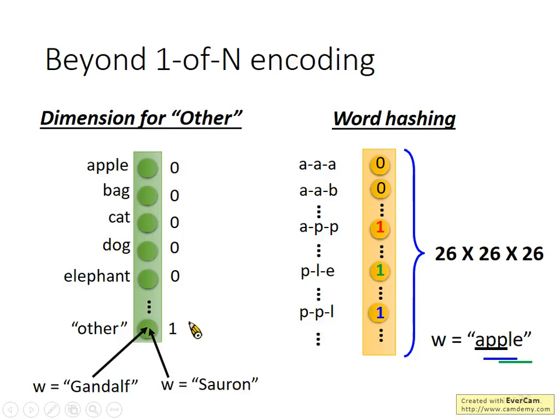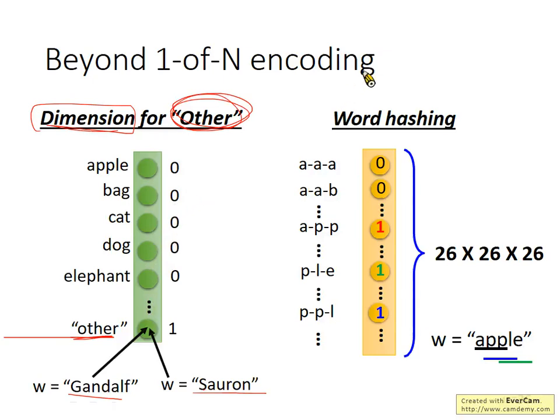We can also consider more variants. Because there are so many different words, we may not be able to define all words in a lexicon. So there may be a dimension specific for other. The other means the words that don't exist in the lexicon. For example, Gandalf or Sauron all belong to the other dimension. So we can do some modification.